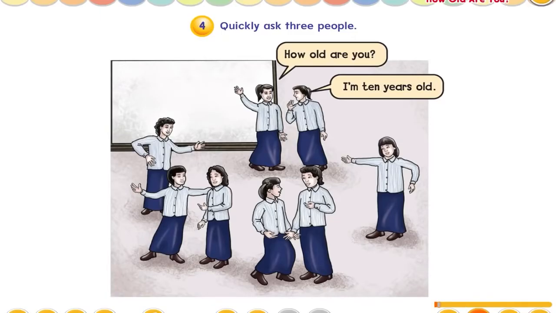How old are you? I'm 10 years old. Are you ready? Let's start. How old are you? I'm 10 years old. How old are you? I'm 9 years old. How old are you? I'm 10 years old. I've finished. Okay, good. Let's play for real.